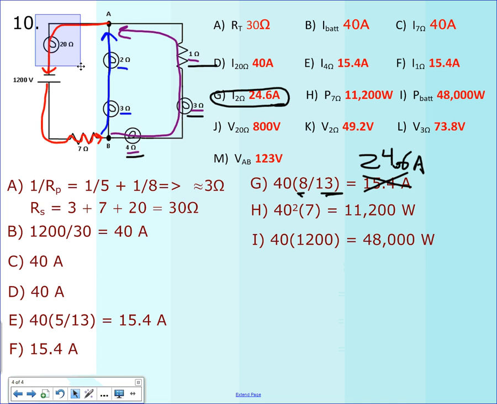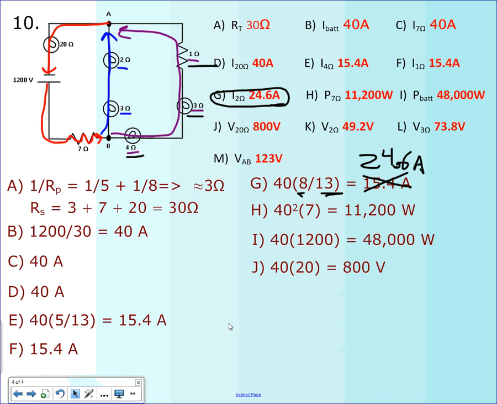Part J, the voltage drop across the 20 ohm resistor. If voltage drop is I times R, the current that goes through that 20 ohm resistor, we said, is 40 amps. And the resistance, of course, is 20. So 40 times 20 gets you the voltage that's lost there with that light bulb.